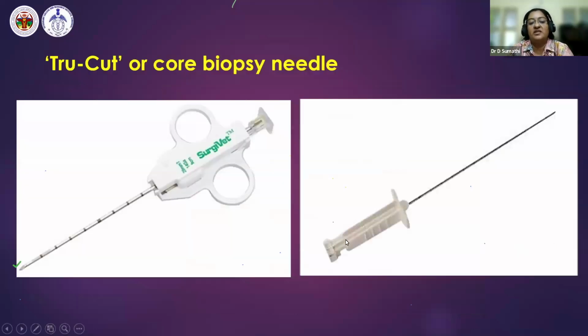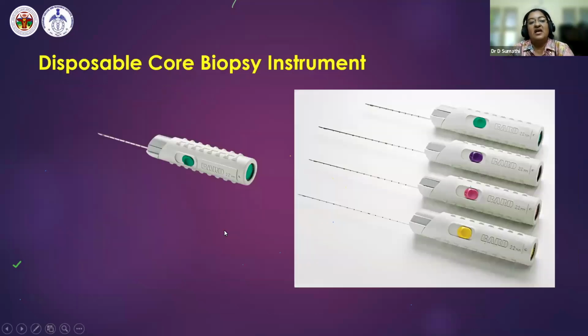So these are true cut biopsy needles. It requires a little skill to use these needles. These are disposable core biopsy instruments, called biopsy guns. Here the missing of samples will be avoided because this automatically goes and locks the sample into the instrument so that you will not miss the sample. So it is always better when you are going for a bigger tumor size and you want a tissue sample, you can use this core biopsy instrument.